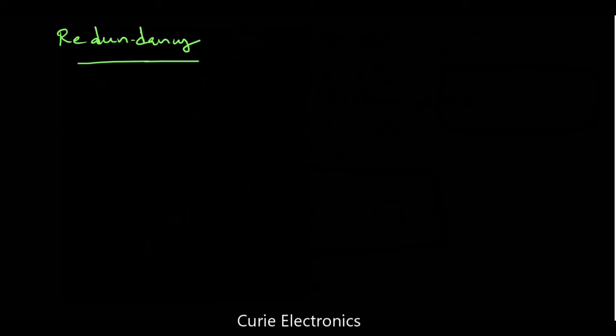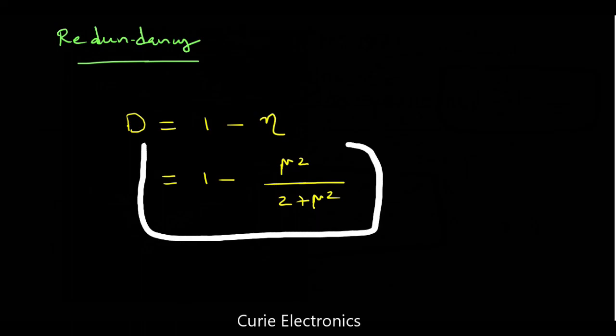There is an equation for redundancy, that is D equals 1 minus efficiency. So what was the efficiency? It was given by mu square upon 2 plus mu square. If we simplify this, you will get the redundancy. I am not simplifying. It's better not to remember all the equations. You have to know how to get the efficiency.